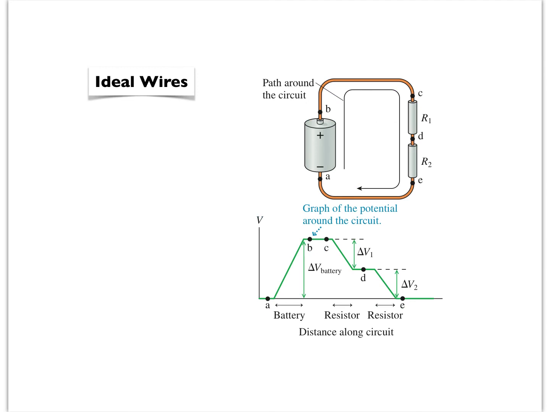One thing we'll consider when we're doing circuits is that the wires that connect different things together are ideal, i.e., I don't have any potential difference across a wire. And that's a pretty good approximation for the wires that we use in lab and the ones that we use in problems.